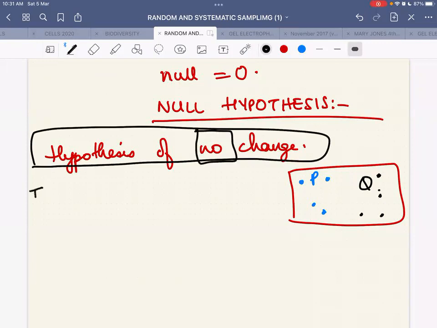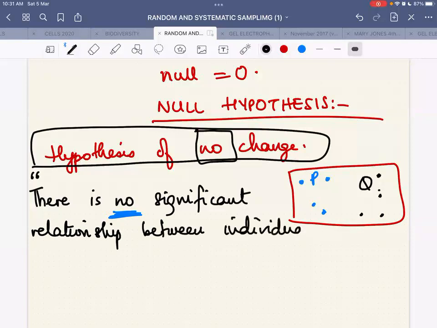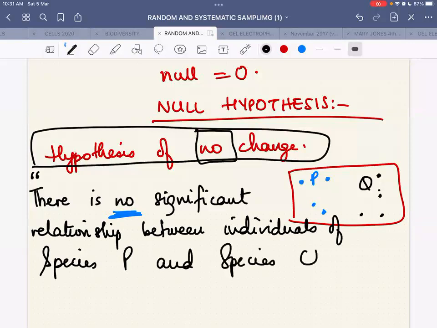मैं कैसे बनाऊंगी hypothesis? I will say there is no significant. I am making a null hypothesis. There is no, and the keyword is no. There is no significant relationship between individuals of species P and species Q. ये मैंने बना दिया null.